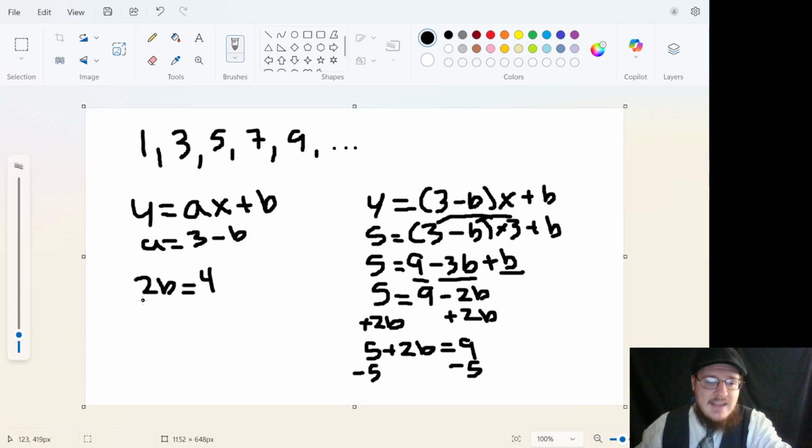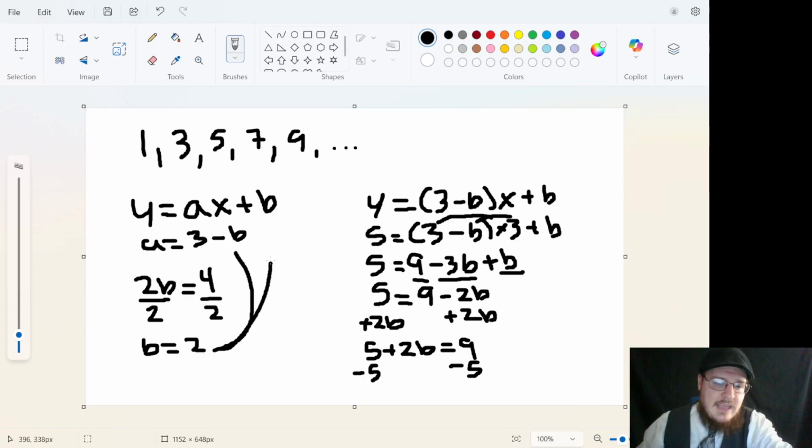Now, get the B by itself. We're going to divide both sides by 2, because 2 divided by 2 is 1. We get B equals 4 divided by 2, 2. We have our pattern constant. B equals 2. Now we can take this and plug it in to both here, but we still need to find the scale.